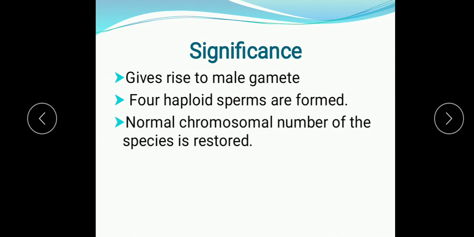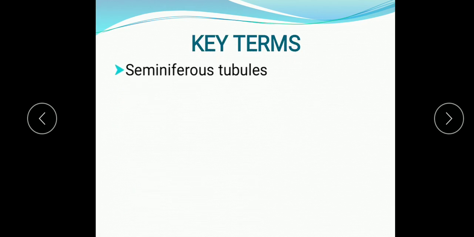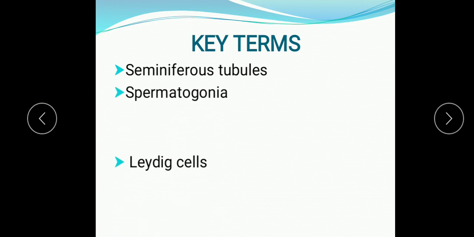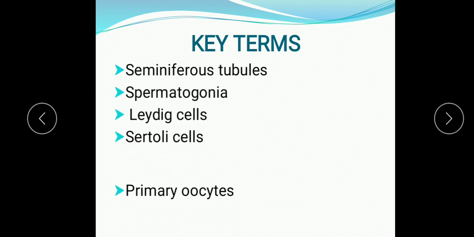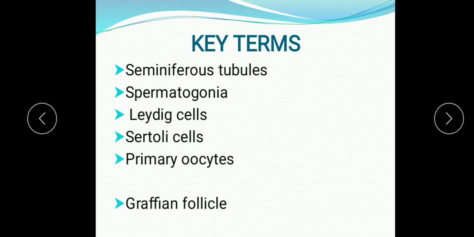So understood, children? Revise it. These are the key terms: seminiferous tubules, spermatogonia, Leydig cells, Sertoli cells, primary oocyte. Then the secondary oocyte we have studied, Graafian follicle, corpus luteum, corpus albicans. So all these terms you revise and then ask your doubts.